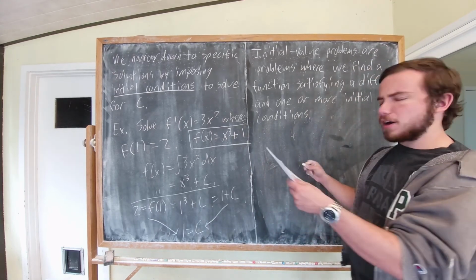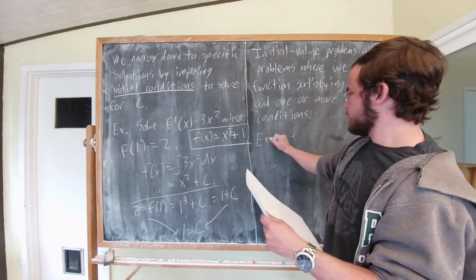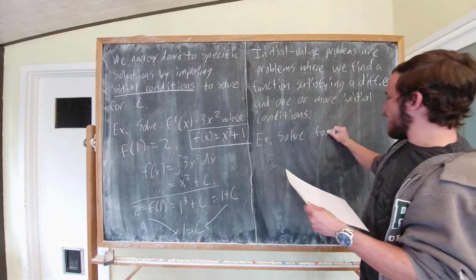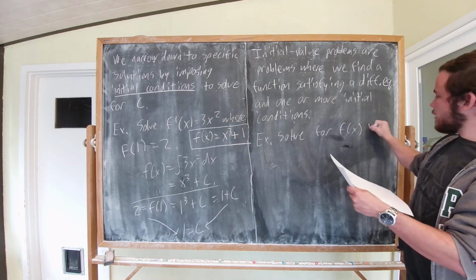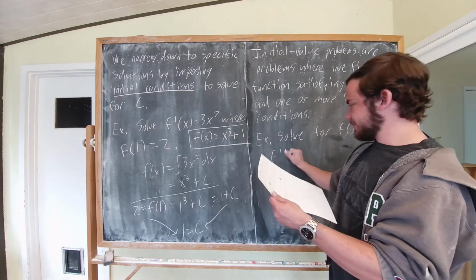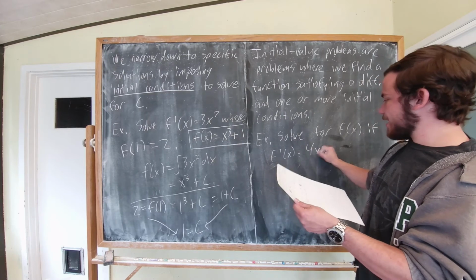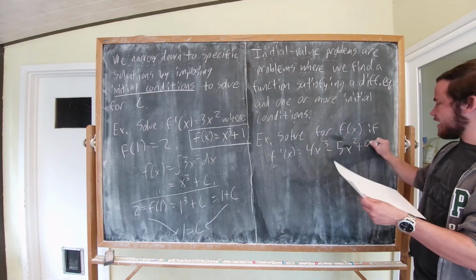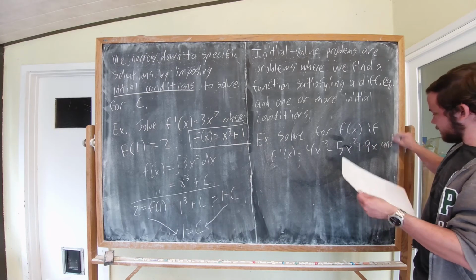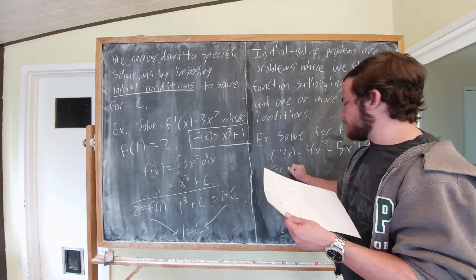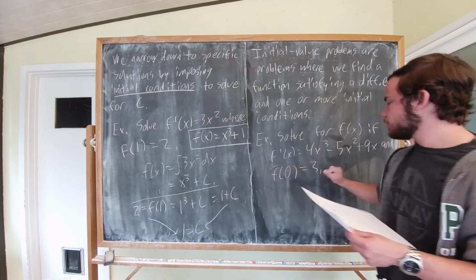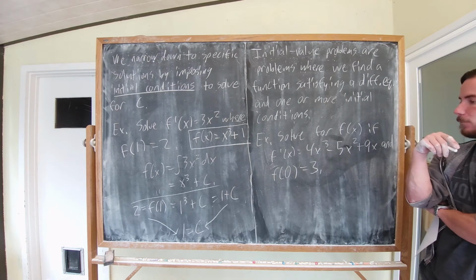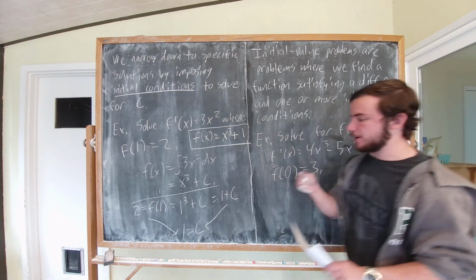Alright, so let's do 2 more examples, and then we'll call it good. Let's solve for f of x if f prime of x is equal to 4x cubed minus 5x squared plus 9x, and f of 0 is equal to 3. Alright. Well, solve by integrating.